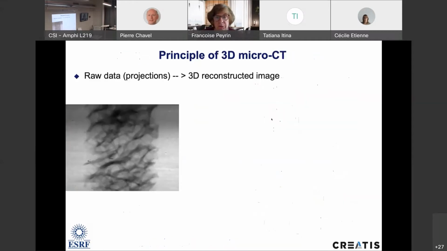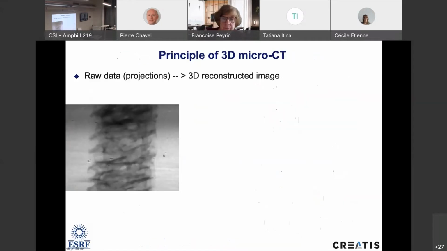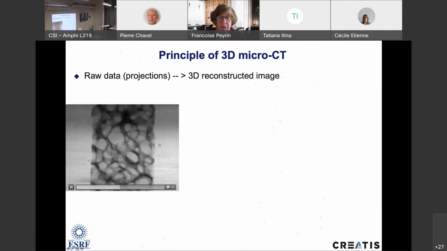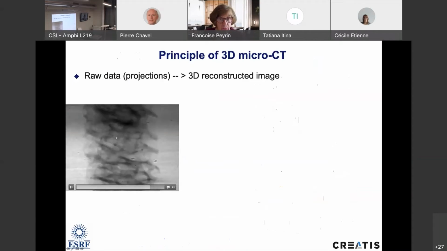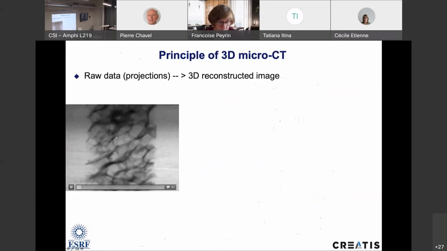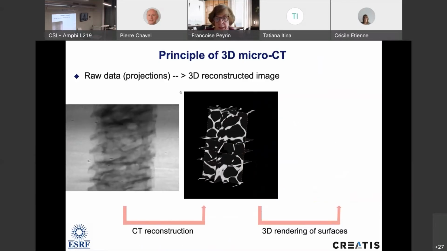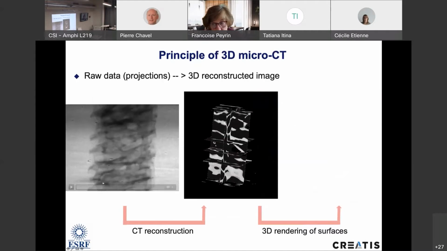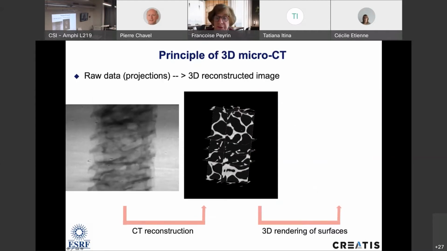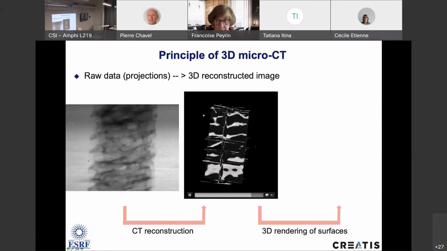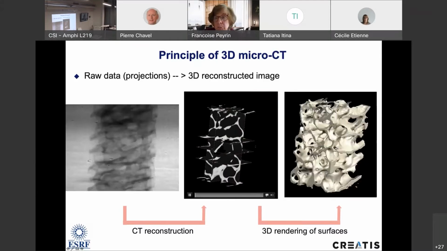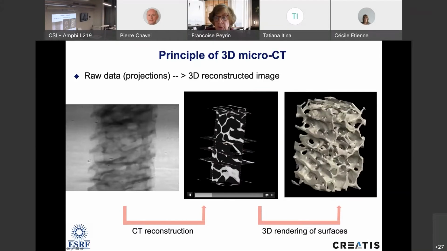So this is an example of what you record. This is a set of the raw data projections. Then it's not the 3D reconstructed image. Then you will apply a 3D reconstruction method, which was here simply the filtered back projection, and you will obtain the 3D volume of your sample.